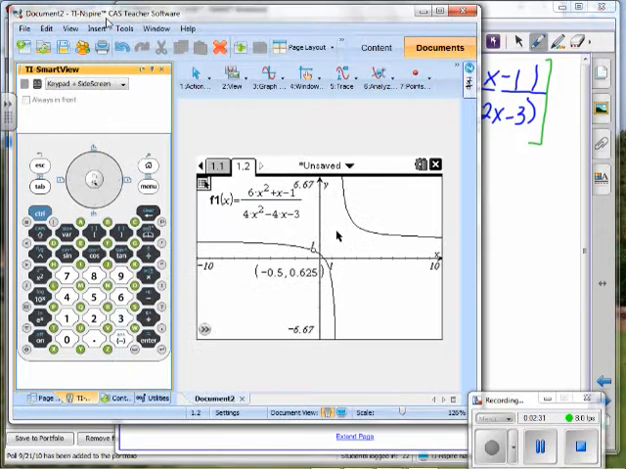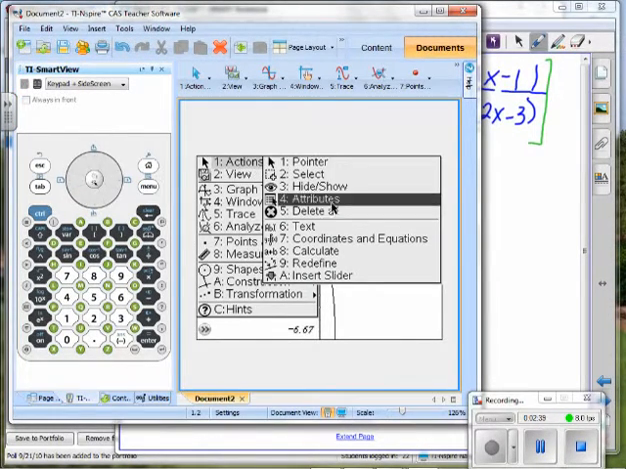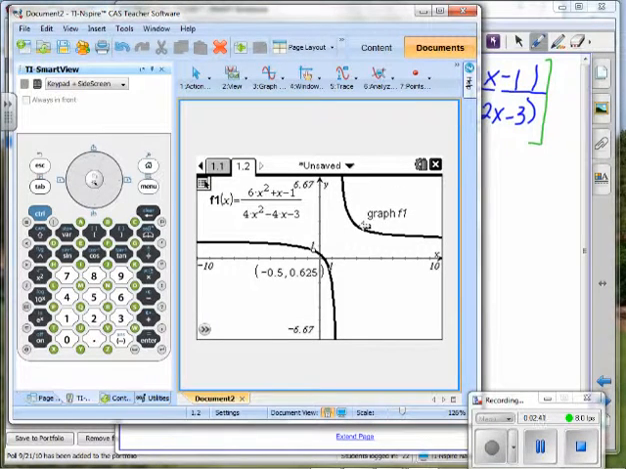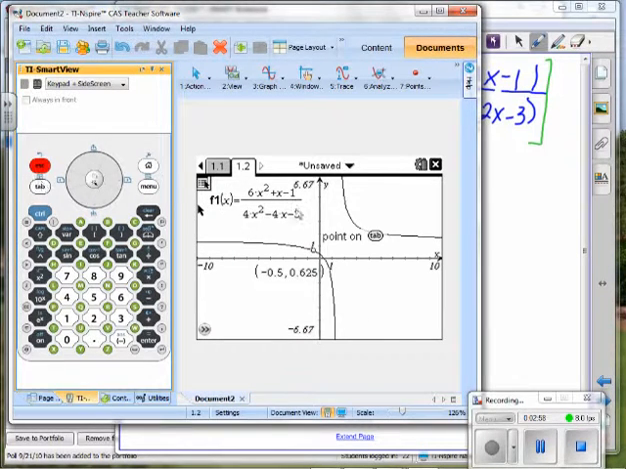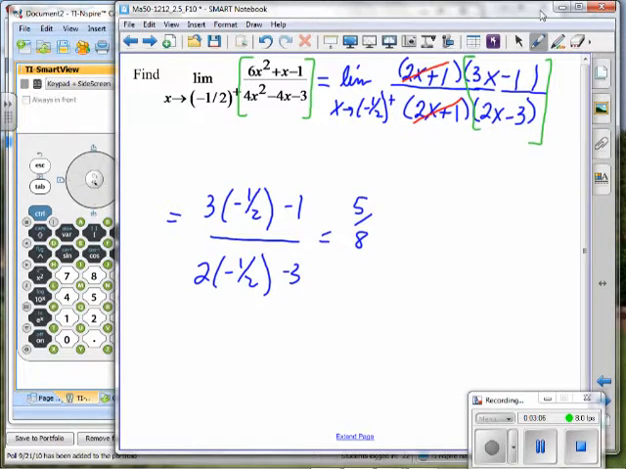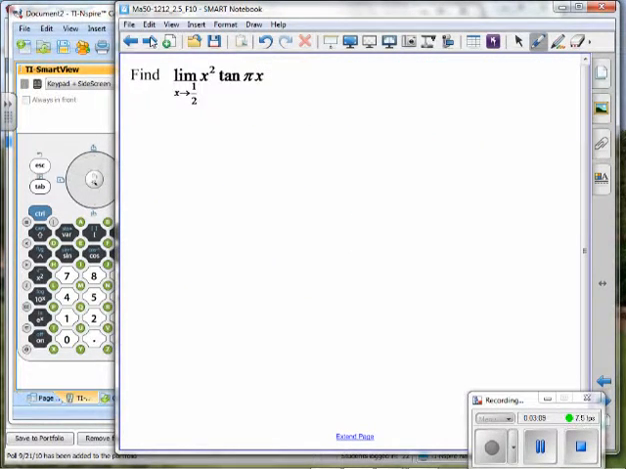Okay, any questions on that problem? Yes? If you go to menu and go to actions and go down to attributes, you can change the attributes of anything. So be sure you have it pointing or going to the point on, and then just click or enter on your handhelds, and it opens up an attribute box that you can then alter. Okay, good. Let's go on then to our next problem here.